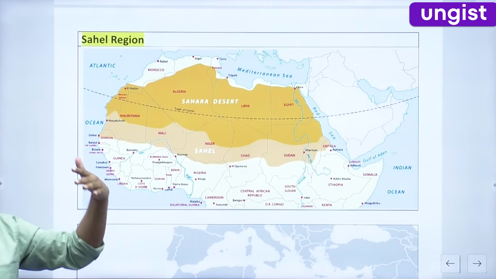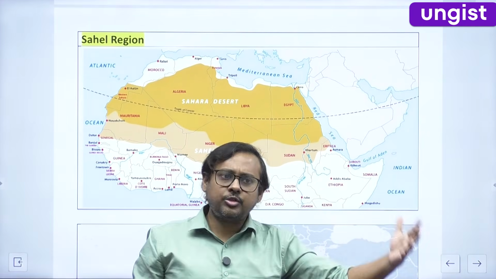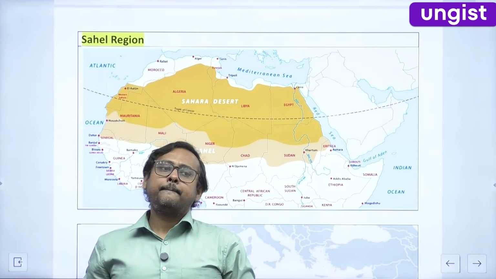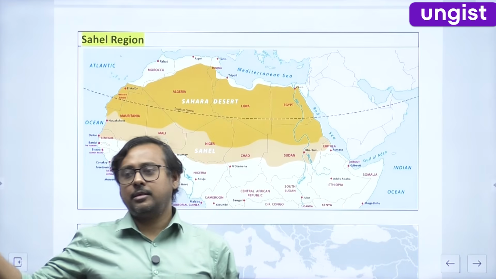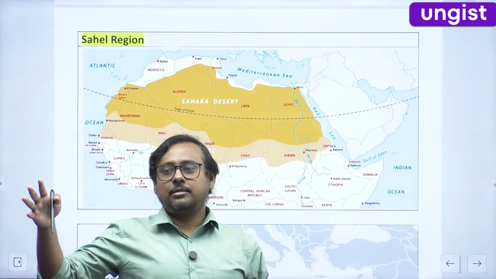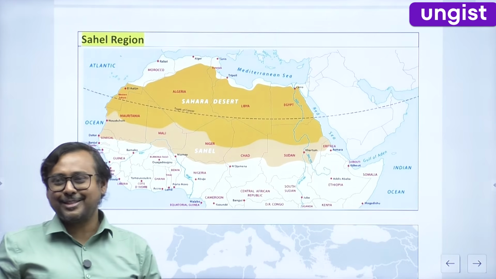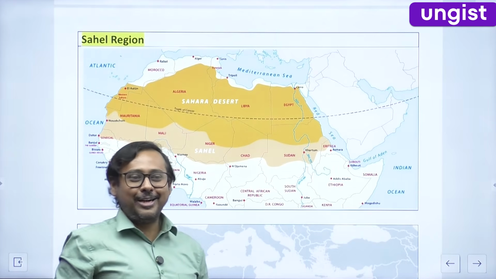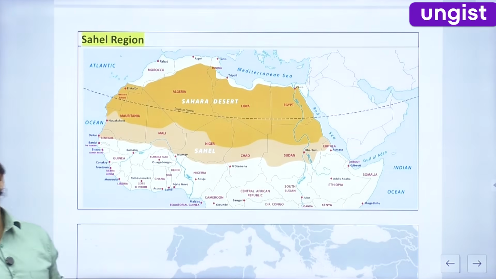Exactly. Can anybody tell me a very important project that is associated with the Sahel region? And it is by which organization? African Union. Okay, that means they also do work, it's not that only UNEP and UNDP do everything. African Union, right? African Union's project.